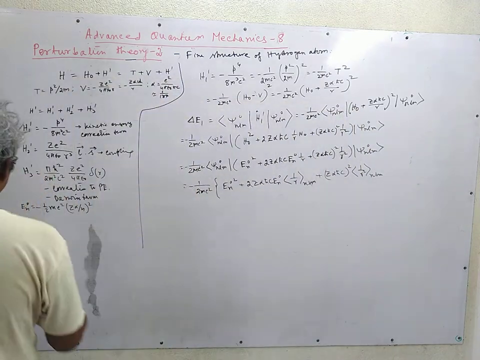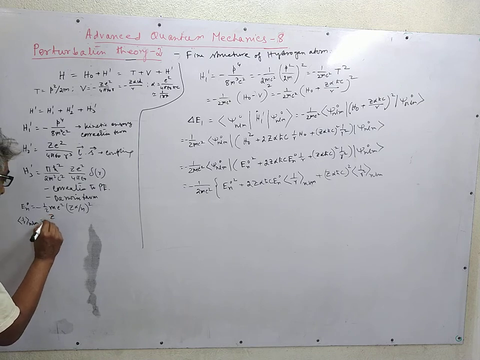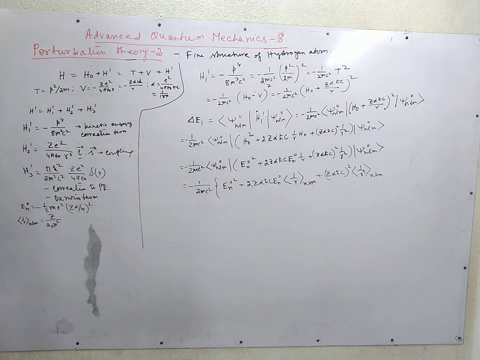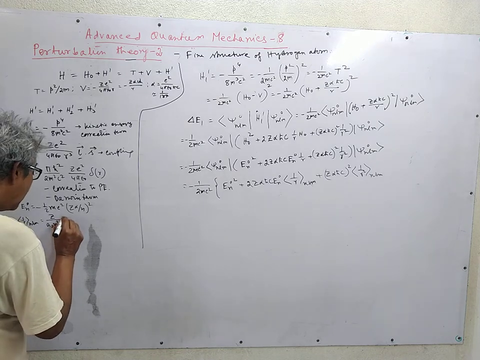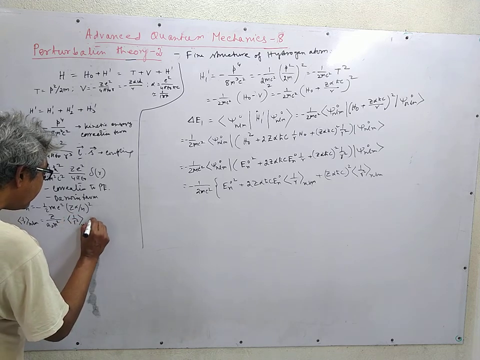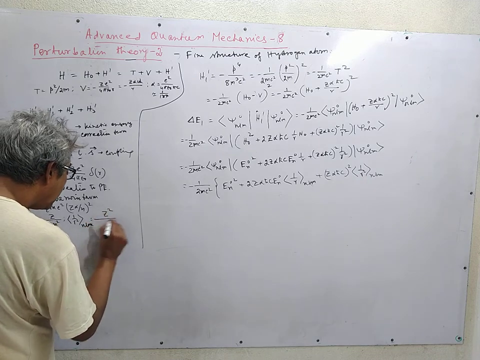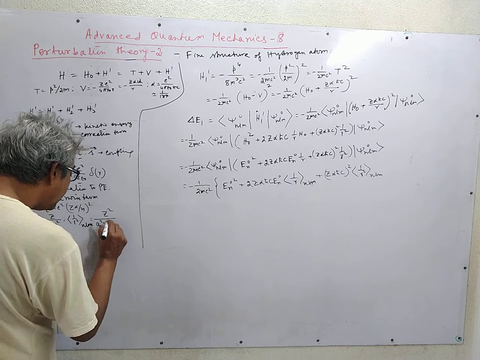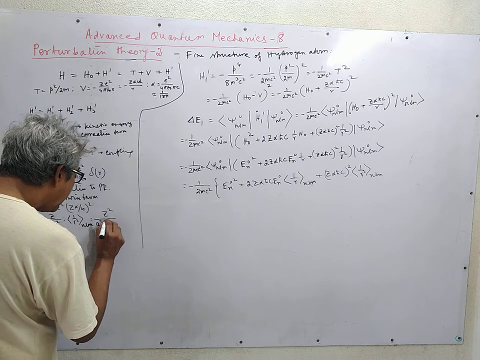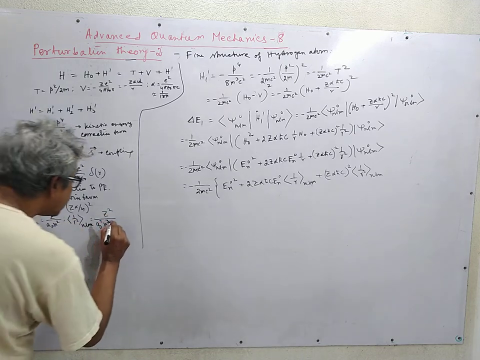Now we know that the expectation value of 1 by R in the state NLM is Z over Bohr radius N square. And 1 by R square in NLM is Z square over A0 square N cube, L plus half.